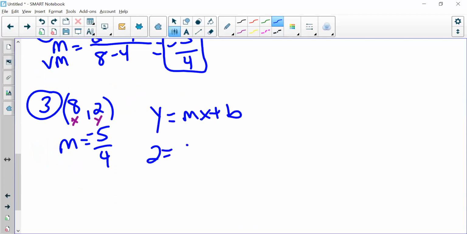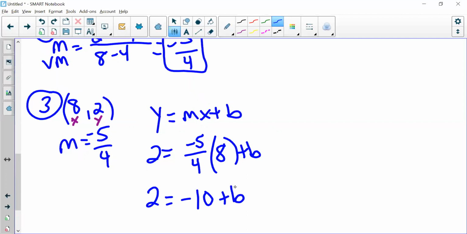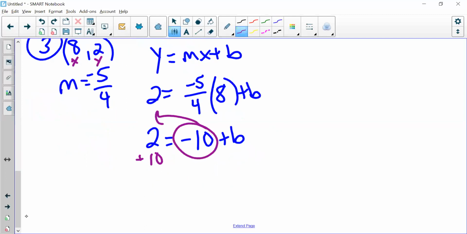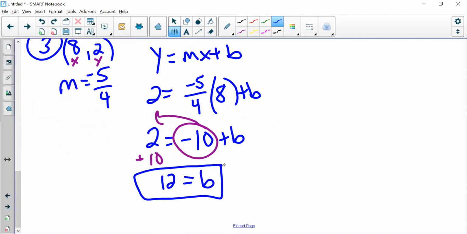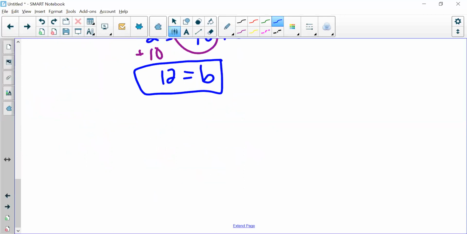2 equals -5/4 times 8 plus b. What's -5/4 times 8? Negative 10. So what's b? 12. Good. It's my equation of the median. Y equals -5/4 x plus 12. Very good.